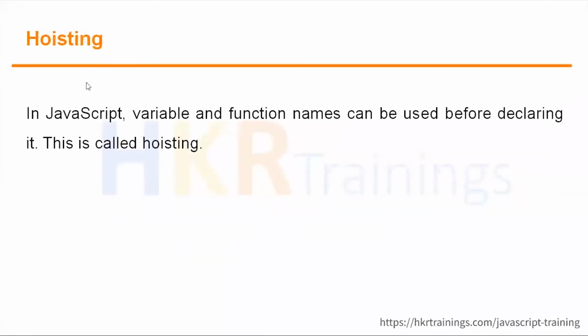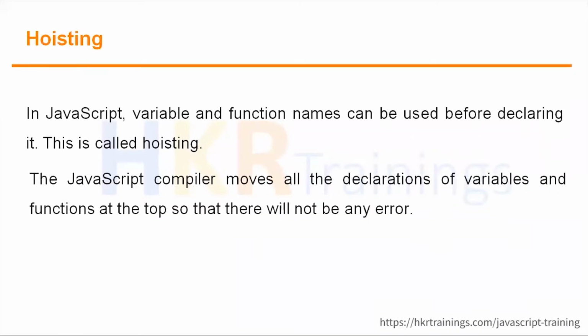And regarding hoisting, in JavaScript, we have variables and function names which can be used before declaring. That process we call hoisting. The JavaScript compiler moves all the declarations of variables and functions to the top, so that there will not be an error. What this means is, when you open the JavaScript compiler, you can see all the variables on top.